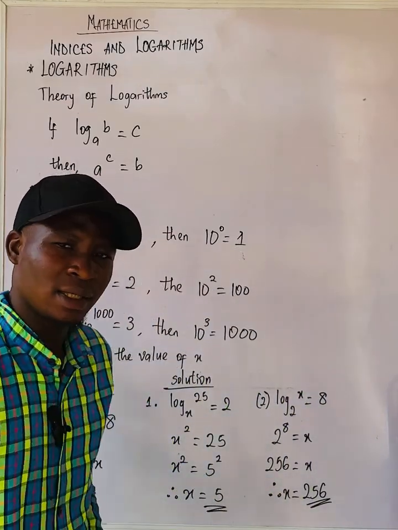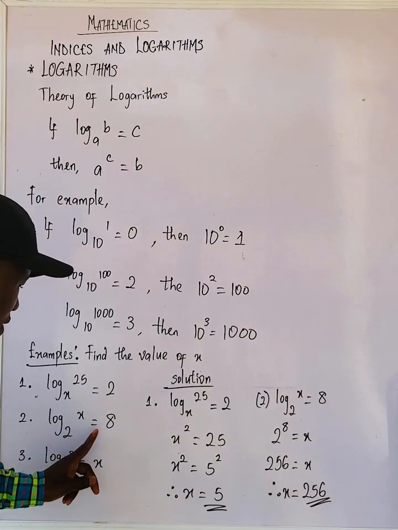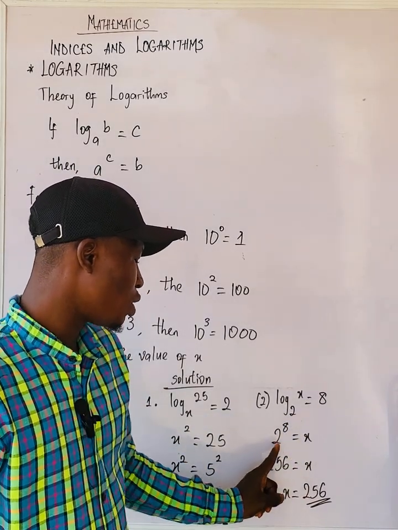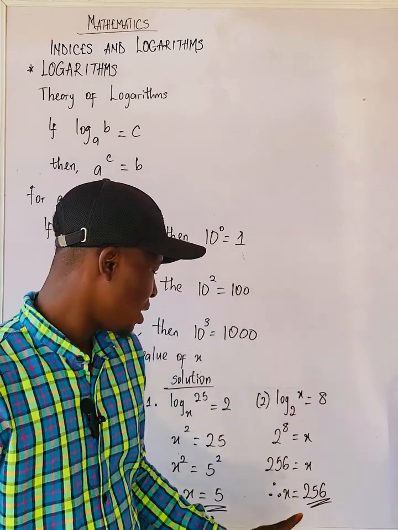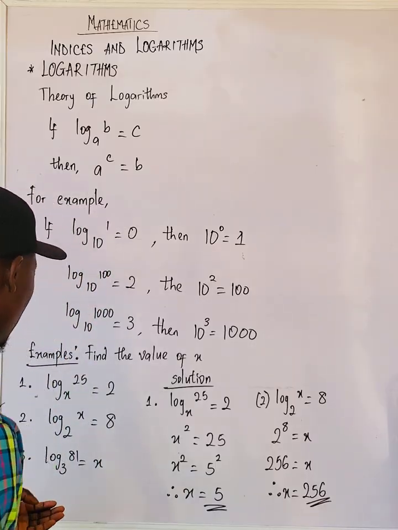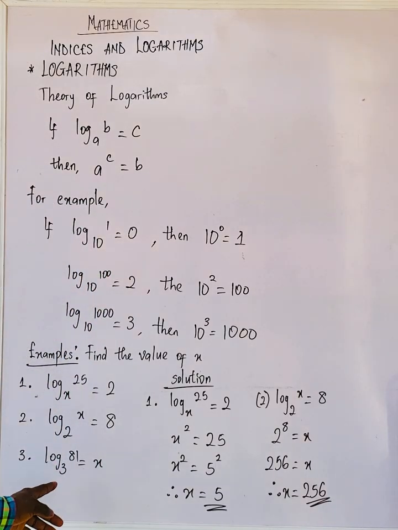I hope you understand it. Log 2 to the power of x equals 8. It means 2 to the power of 8 is equal to x. Then what's 2 to the power of 8? That's 2 in 8 places. That will give us 256 equals x. Therefore, x equals what? 256. Now, going for the third one, which is the last one.